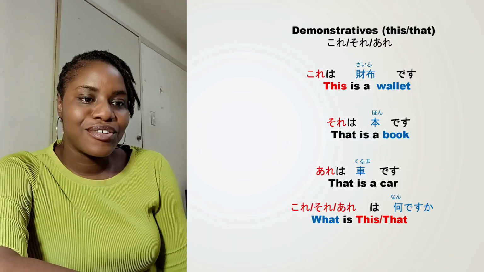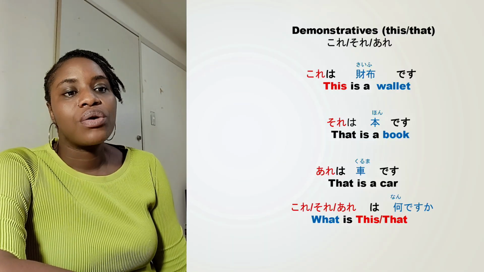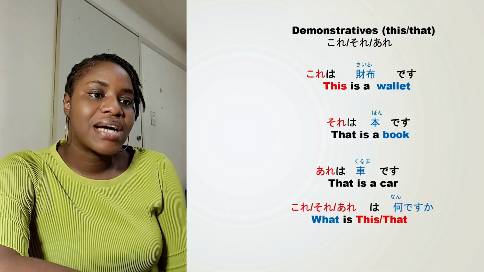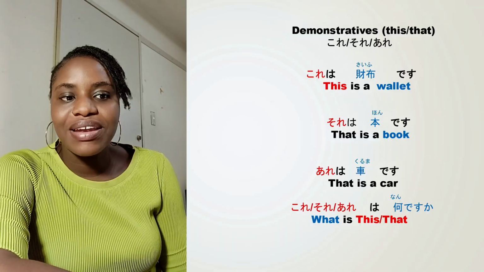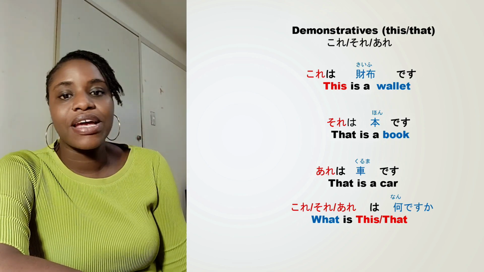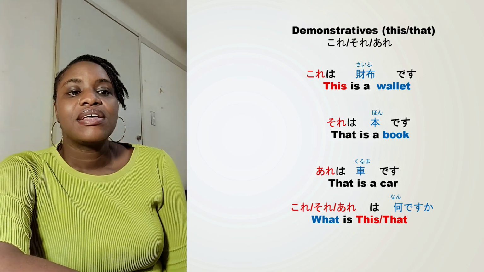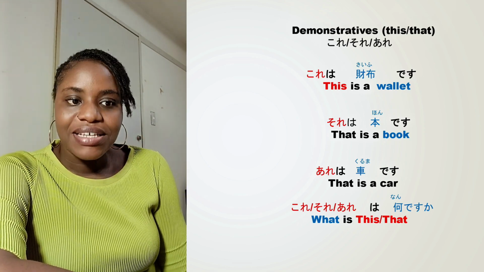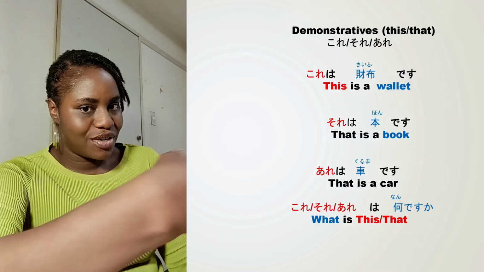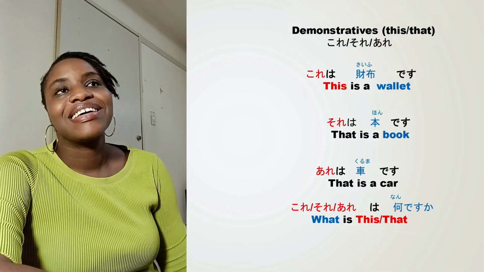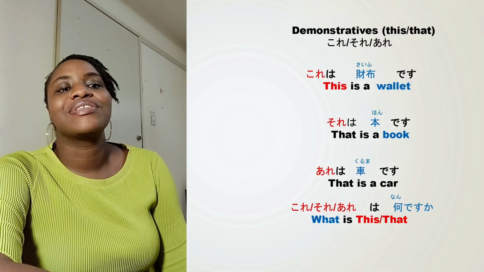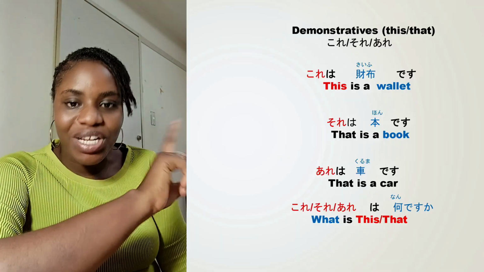Now, we can also use these demonstratives to ask, what is that? So これは何ですか? It's like, what is this? それは何ですか is, what is that? Close to the listener. And then あれは何ですか? Very far from me and the listener. So it's あれは何ですか? What is that?